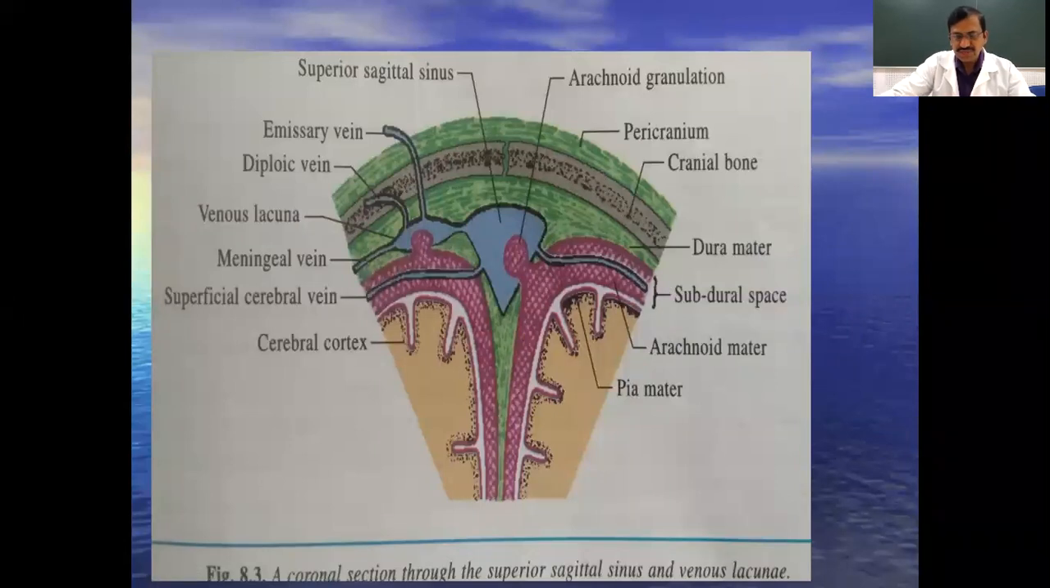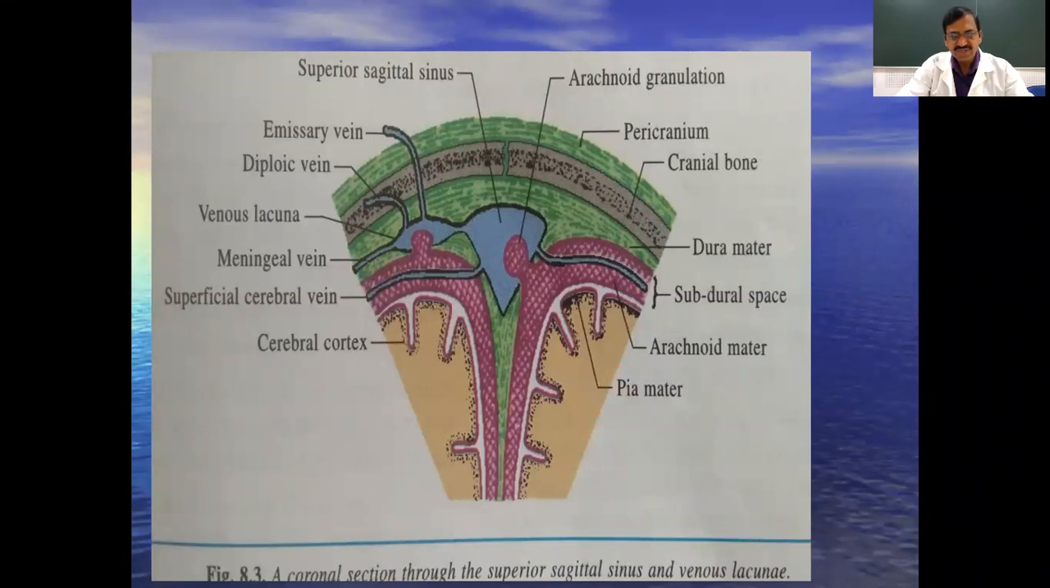Clinically also, the superior sagittal sinus is very, very important, because you see here there are prolongations from the arachnoid mater. They are called arachnoid granulations. These arachnoid granulations play the most important role in the absorption of the cerebrospinal fluid.